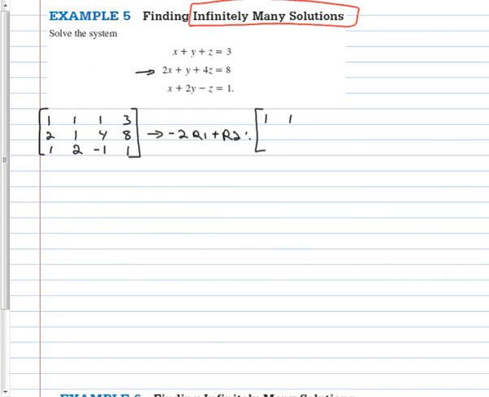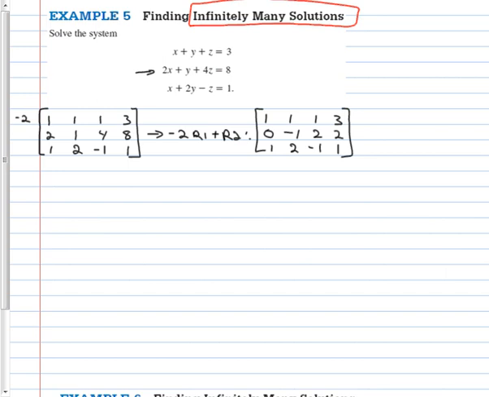So 1, 1, 1, 3 doesn't change. The last one doesn't change. Sometimes I will go through and copy the ones that I'm not touching. Keeps me from making a mistake and changing one I don't want to. So I'm doing negative 2 times this one. Negative 2 plus 2 is 0. Negative 2 plus 1, negative 1. Negative 2 plus 4 is 2. Keep track of my math. Make sure you're awake out there so I don't make a mistake. Negative 3 and negative 6 and 8 is 2.